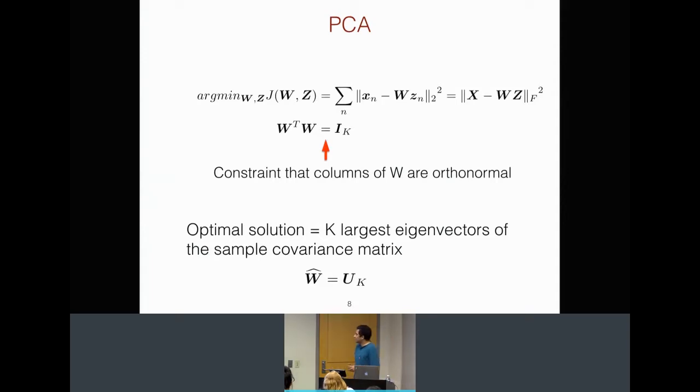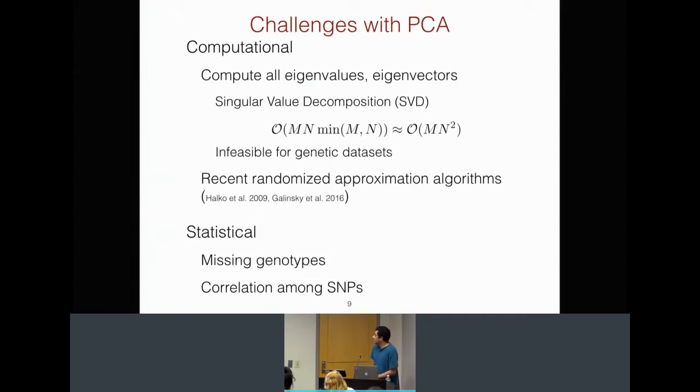And it turns out the way you compute it is you take the covariance matrix of your sample and you take the k largest eigenvectors, and that is the PCA solution. So the optimal W corresponds to the k largest eigenvectors of this sample covariance. So that's all great, and in fact, there are extremely good packages to actually compute PCA on any given data set. But what are some of the issues?